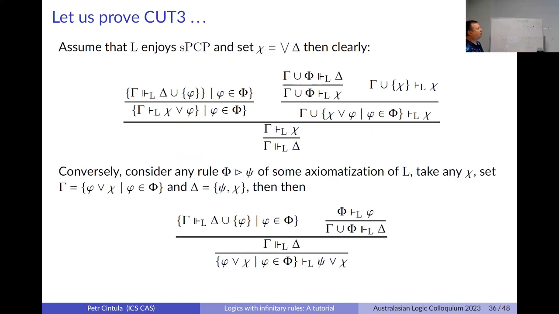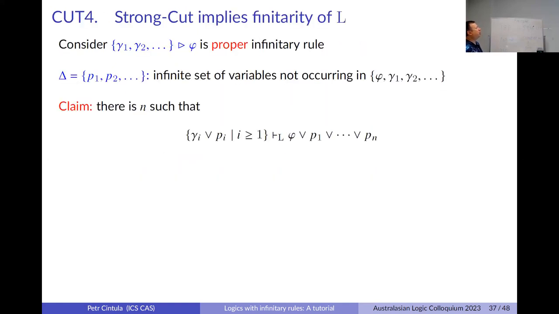Okay, I don't have time now to go through any more details. But what is interesting, in this setting, and I'm stressing in this setting, because this setting has the right finitarity built in, strong cut actually implies finitarity of the underlying logic L. So strong cut implies finitarity. And finitarity implies PEP in this particular setting, because we have cut always for granted. Cut is there because of the way we constructed the multi-conclusion from the single conclusion.